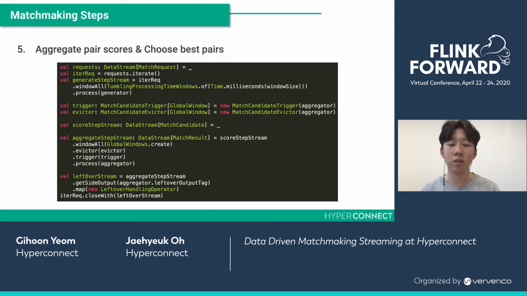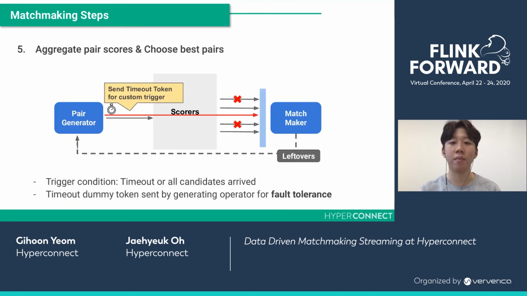After the matchmaking step, this operator produces some leftovers through side output, so we can pass these leftovers to the generator again using the iterative stream. Our trigger condition is shown above. A matchmaker's window trigger checks when every element arrives to ensure that all score results of the current cycle are collected. However, we cannot guarantee that the result of each operation will arrive within the time that we require. So we complete the implementation of window aggregation by adding a dummy timeout to the trigger condition that indicates the end time of the current cycle.